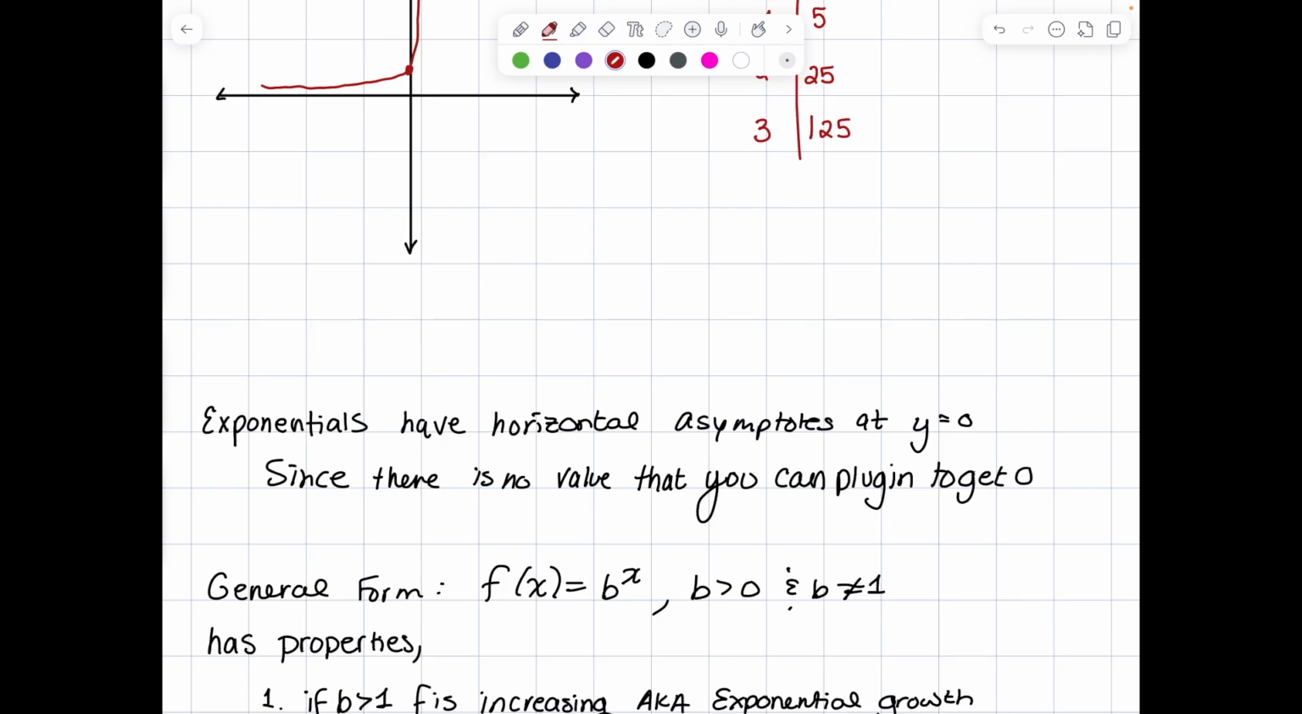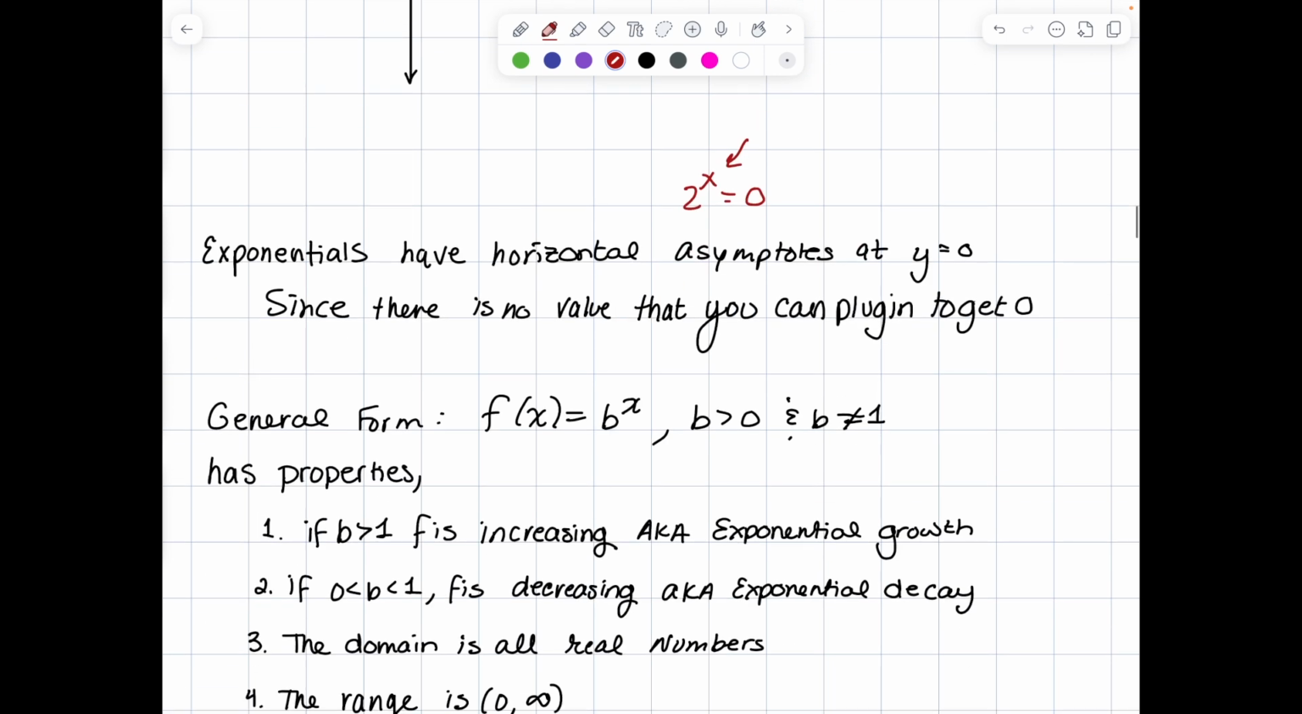And think about it. If I had 2 to the x and I set that equal to 0, what do I plug into my exponent to get it equal to 0? There is no value we can put there that will give it 0. So that's why we have this horizontal asymptote at y equals 0, as long as there are no transformations going on.